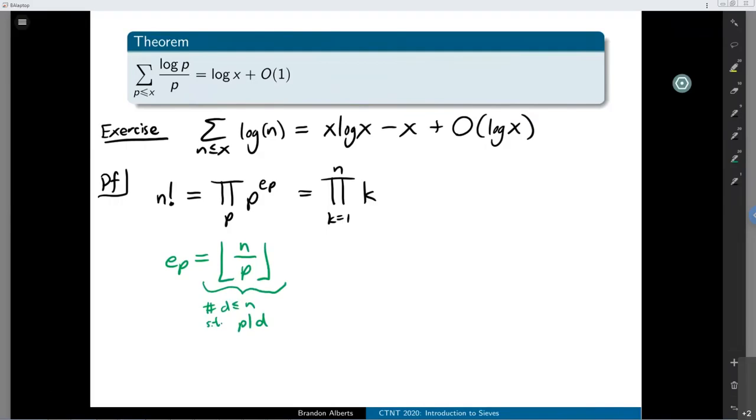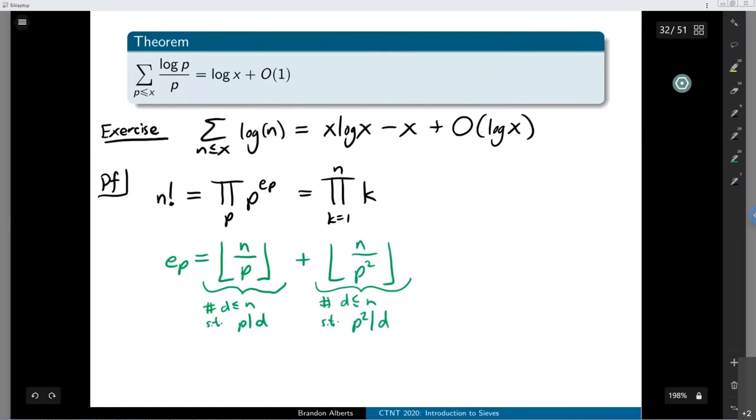Okay, but this is not the only place where we can get prime factors. What if p squared is one of those numbers less than or equal to n? That won't contribute only one divisor, that will contribute two prime divisors. So that should make the exponent bigger. So we have to add another term, n over p squared. This is the number of d less than or equal to n, such that p squared divides d, because every time p squared divides d, that doesn't add just one factor of p, it adds two factors of p.